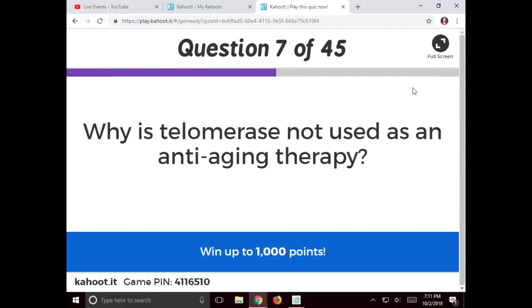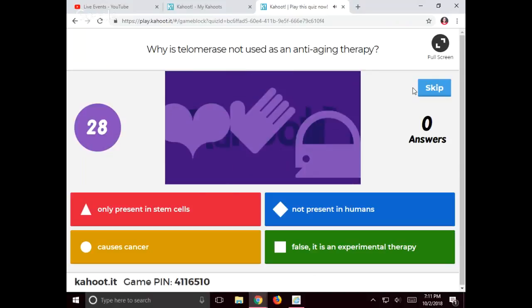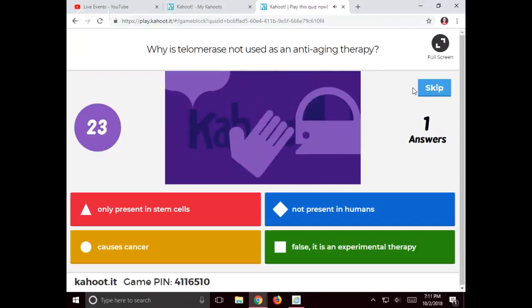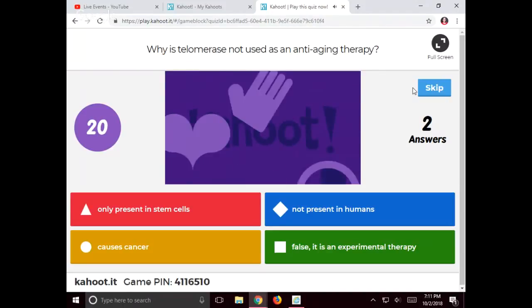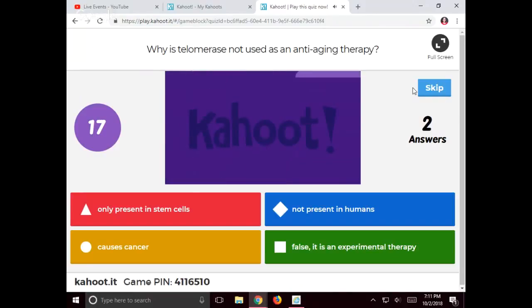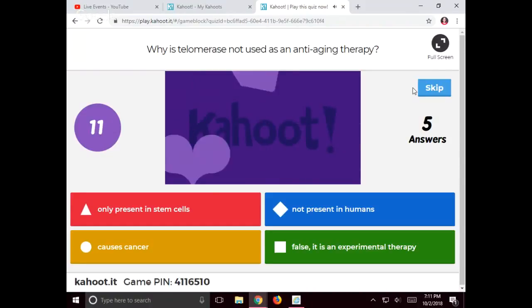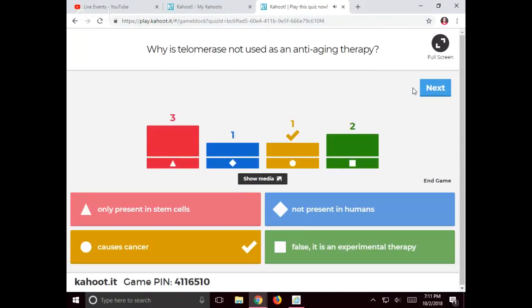All right. Why is telomerase not used as an anti-aging therapy? She has this in her notes. So is it only present in stem cells? Is it not present in humans? Does it cause cancer? No, it is a therapy. You're wrong. So, she kind of mentioned this. It can cause cancer. So that's the development hiccup. But once we can figure out how we stop cancer, then we can be immortal.